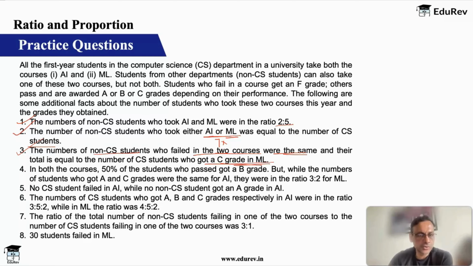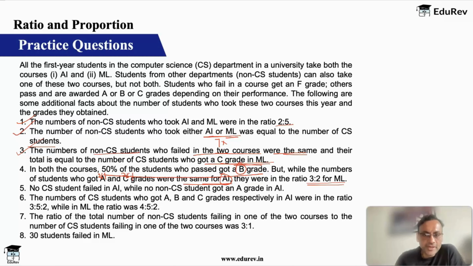In both the courses, which is AI as well as ML, 50% of the students who passed got grade B. But while the number of students who got grade A and C were the same for AI, they were in the ratio of 3:2 for ML. So 50% got grade B. That means A and C for AI should be equal, remaining 25%, 25%.